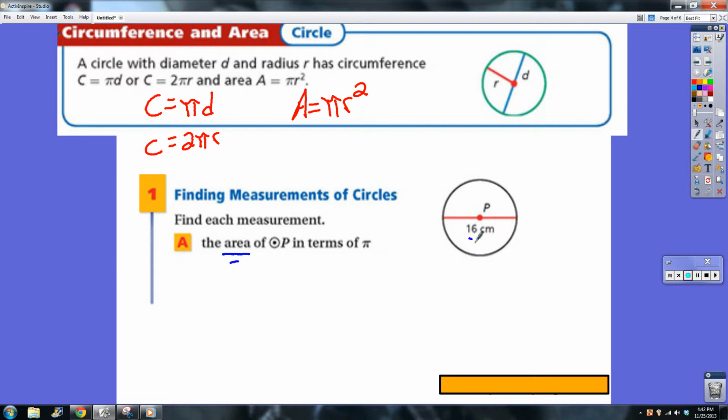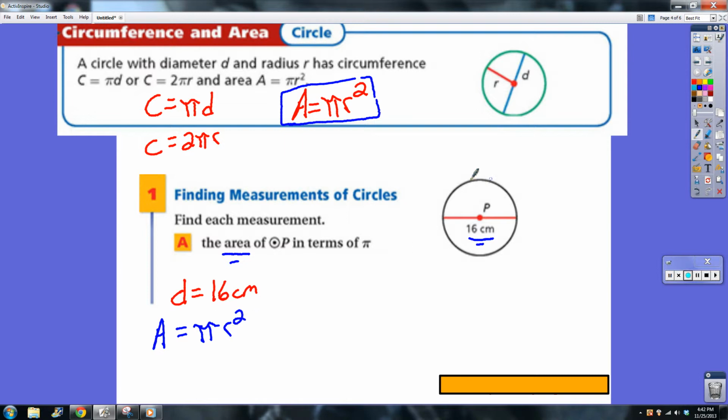What are we given? 16 centimeters represents what, you think? It represents the diameter. The diameter is 16 centimeters. It's always important to write down what you're given. Also, what are we trying to find? We're trying to find the area. Let's write down the area formula. That's right up here. Area is pi r squared. Write that down. Area equals pi multiplied by radius squared.